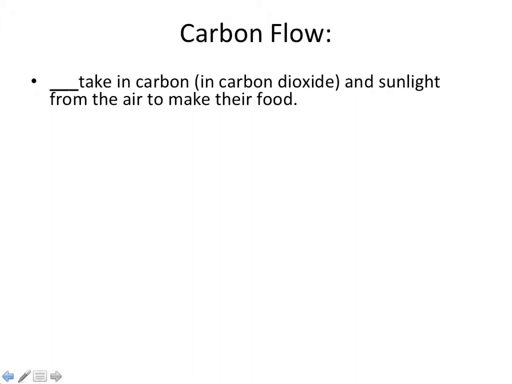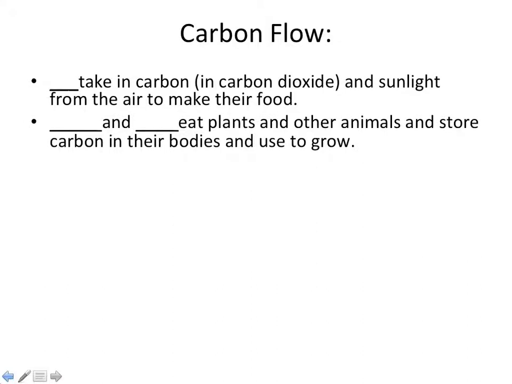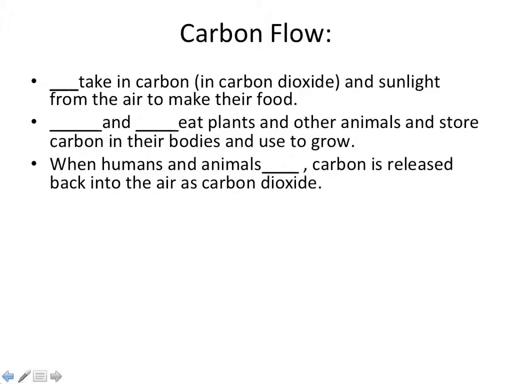Plants take in carbon and sunlight from the air to make food. Good. Humans and animals eat plants and other animals and store carbon in their bodies and use it to grow. When humans and animals breathe, carbon is released back into the air as carbon dioxide. Breathe or exhale, we put it back out there.